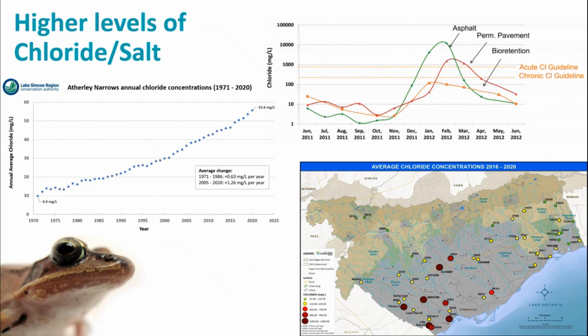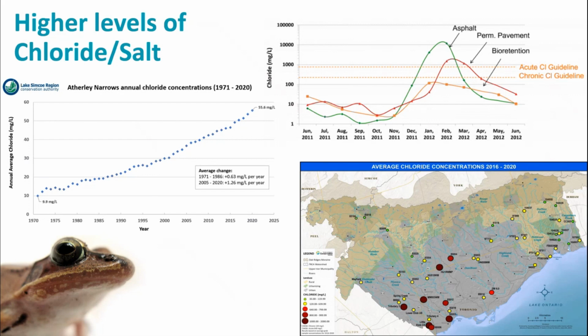The graph shown here at the top left shows increasing average levels of chloride found in Atherley Narrows, a rural sampling location between Lake Couchiching and Lake Simcoe. Over the past few decades, due in part to increased use of rock salt in parking lots, roadways, and commercial and residential properties nearby, from 2005 up to 2020, the amount of chloride increase per year has doubled in comparison to 1971 to 1986. This difference is 1.26 milligrams per liter per year versus 0.6 milligrams per liter per year, in concert with those 2-year variances I mentioned.